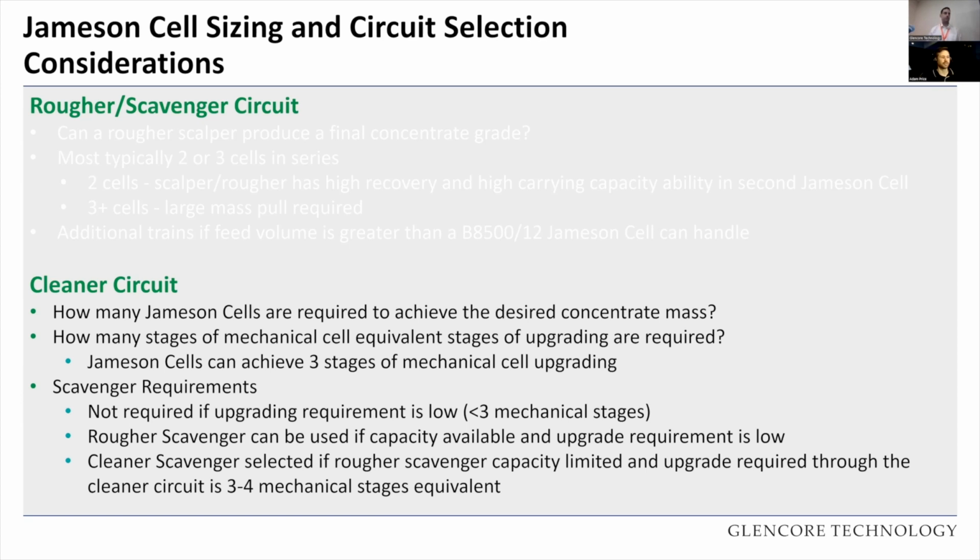This can obviously be found out by doing Jameson Cell lab tests, or as I said, we can even base it on mechanical cell lab tests, or obviously pilot testing as well. And then we would make sure we've got sufficient Jameson Cell stages to be able to achieve that upgrading requirement. And then we would have a look at the scavenging requirements as well within the circuit.